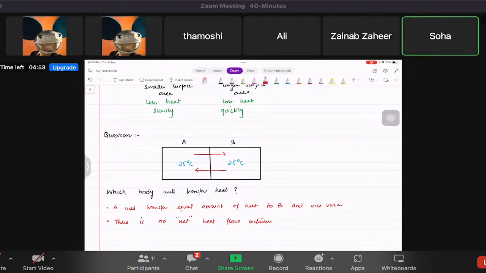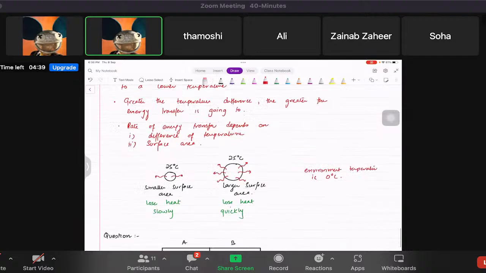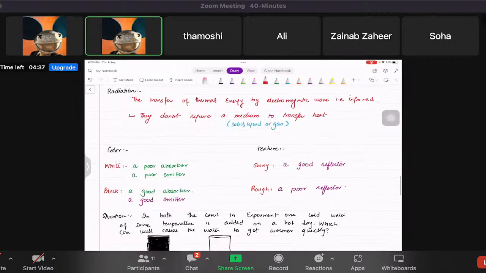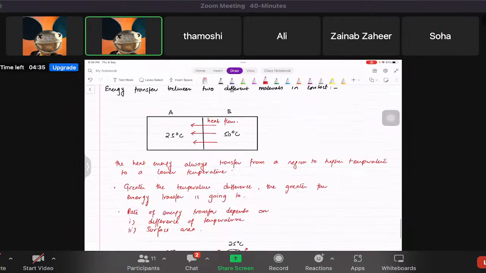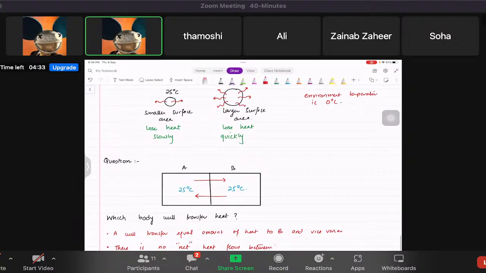Yes. Good. So this is the point I wanted to make. Okay. Now, this is basically the main points that I wanted to talk about: radiation, and radiation basically depends on this, and heat transfer depends on this.